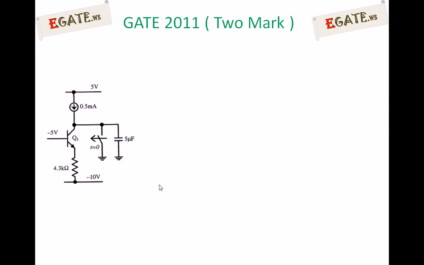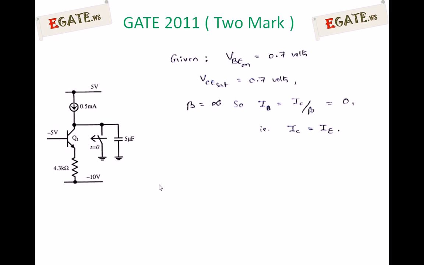We see the details. This was the given circuit diagram, and the given information is VBE on is 0.7 volts, VCE saturation is 0.7 volts, beta value is infinite. Beta value being infinite is very important in any question. If beta is given as infinite or very large, that simply implies you can neglect the base current. The other way of saying neglect base current is beta being very large or equal to infinity.